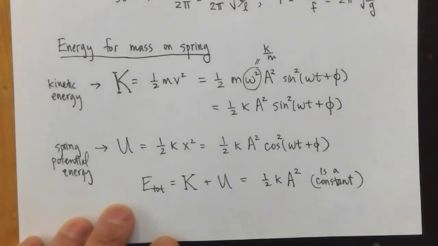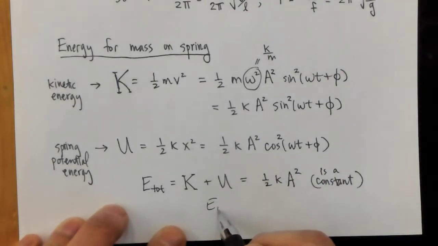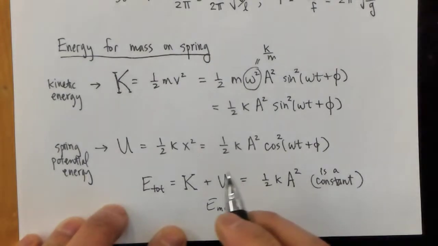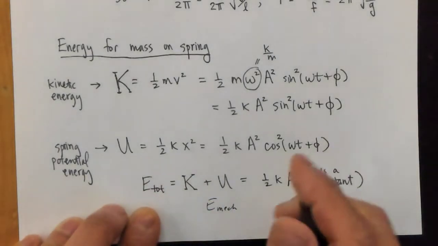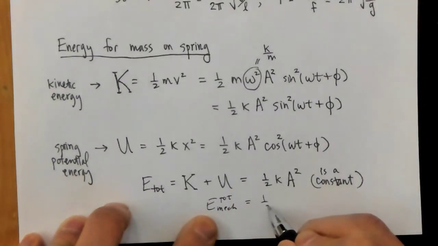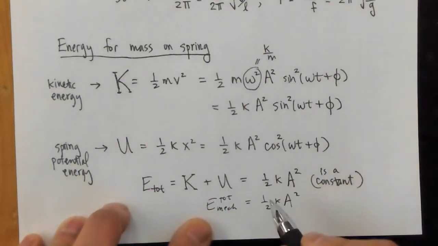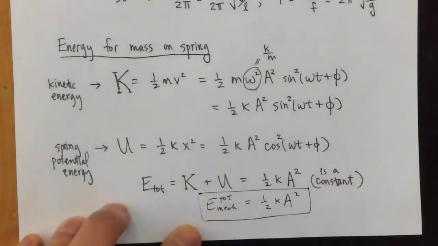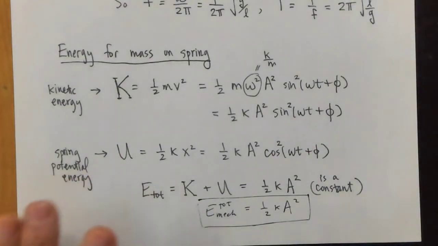Now I've noticed this equation is actually quite useful, that the total mechanical energy, let's write total and mechanical both together, is equal to 1/2 k a squared. It's not on your equation sheet, but that's a very useful formula.